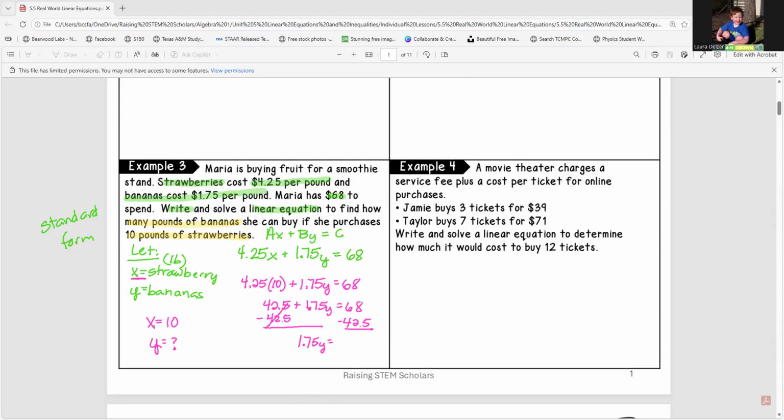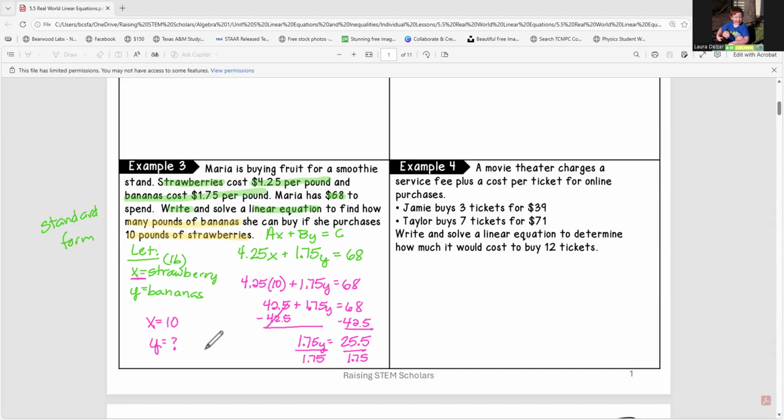That gives me 25.5. Okay, we're going to divide by $1.75. So what we're saying here in this equation is that after she buys those strawberries, she has $25.50 left to spend. So how many pounds of bananas can she buy if she has $25.50 left to spend?